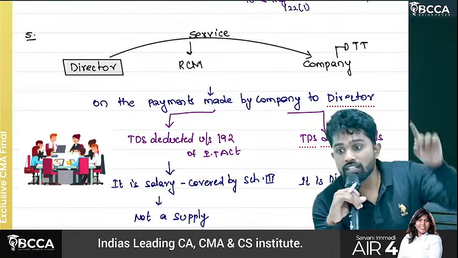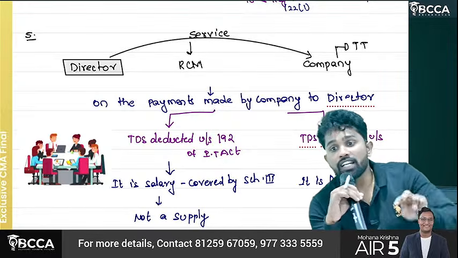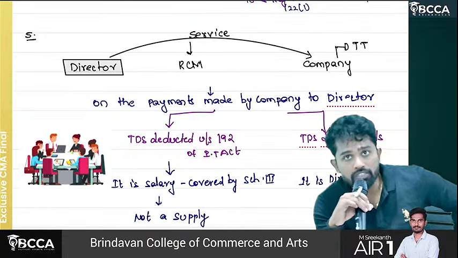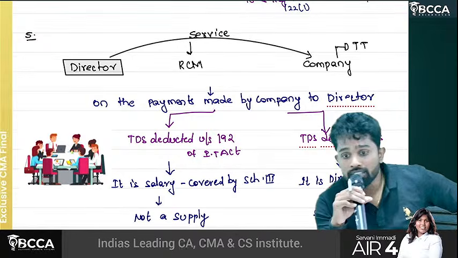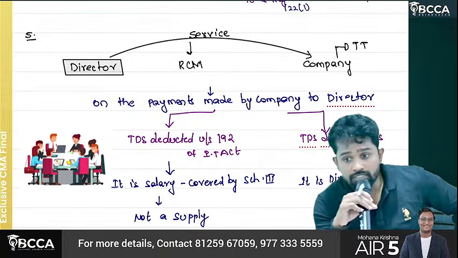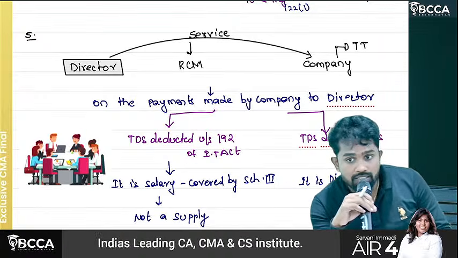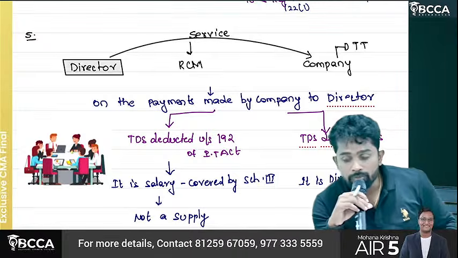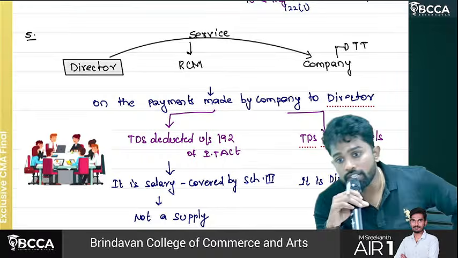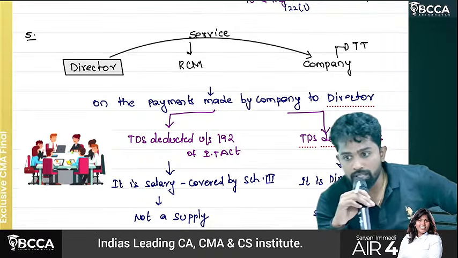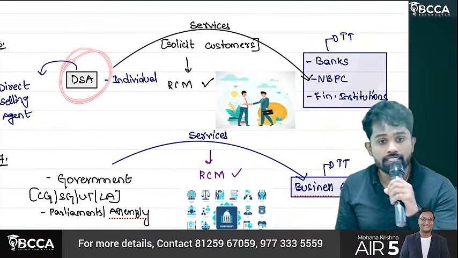So salary is covered under where? Negative list. So how to decide which is salary and which is director fees related? For that, the clarification is that we need to check under which section the TDS has been deducted. If the TDS is deducted under section 192, it is salary. If the TDS is deducted under 194J, then it is what? Director service. Then RCM applicable. Then DSA, direct selling agent.